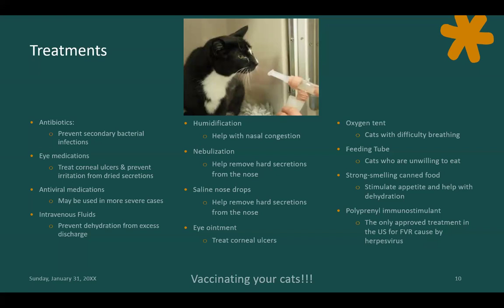An oxygen tent is better for cats that have difficulty breathing. A feeding tube for cats who won't eat on their own. Strong smelling canned food stimulates appetite and helps with dehydration. That will go based off of prescription foods from Royal Canin or Science Diet or Purina Pro Plan and stuff like that. And then polyprenyl immunostimulant, which is the only approved treatment in the US for FVR caused by herpes virus.